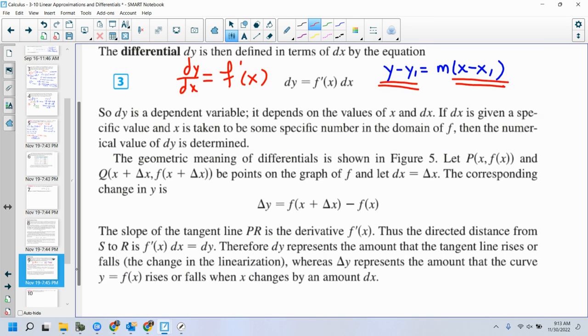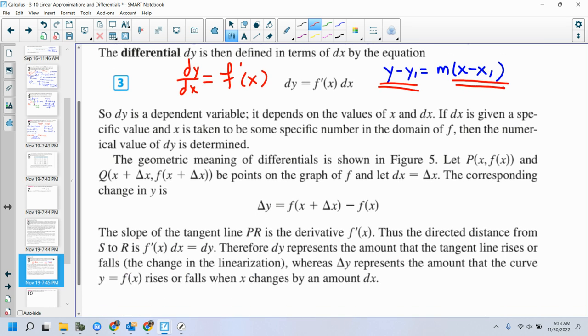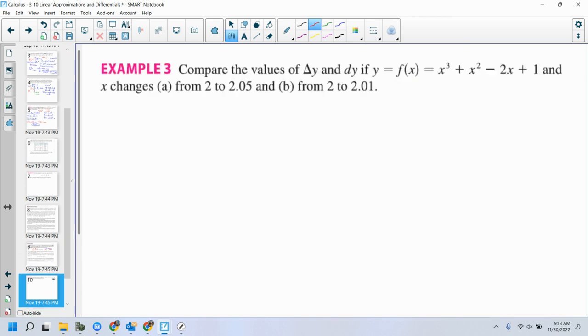Sometimes it's used with this delta notation, because doesn't delta mean change in as well, just in scientific terms? So we can say delta y is equivalent to f prime x delta x. So let's take a look here. Compare the values of delta y and dy. We'll do this problem, then we'll pick the last one up tomorrow.